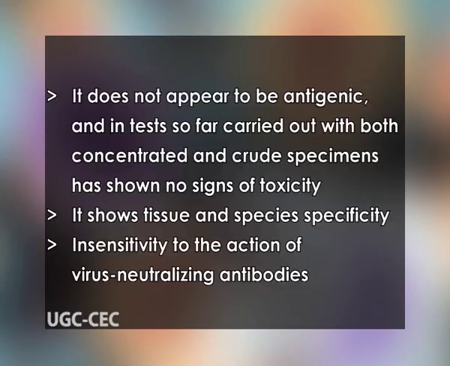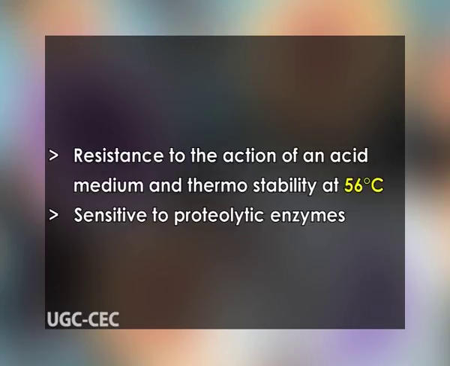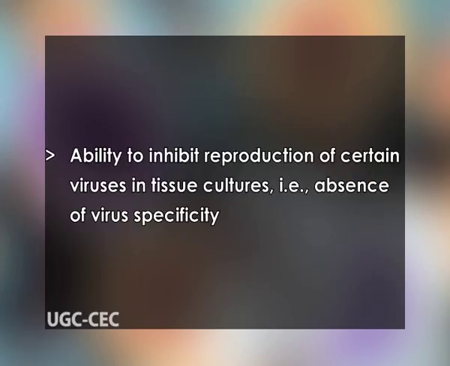Number 3. It shows tissue and species specificity. Number 4. Insensitivity to the action of virus neutralizing antibodies. Number 5. Resistance to the action of an acid medium and thermostability at 56 degrees Celsius. Number 6. Sensitive to proteolytic enzymes. Number 7. Ability to inhibit reproduction of certain viruses in tissue cultures, that is, absence of virus specificity.